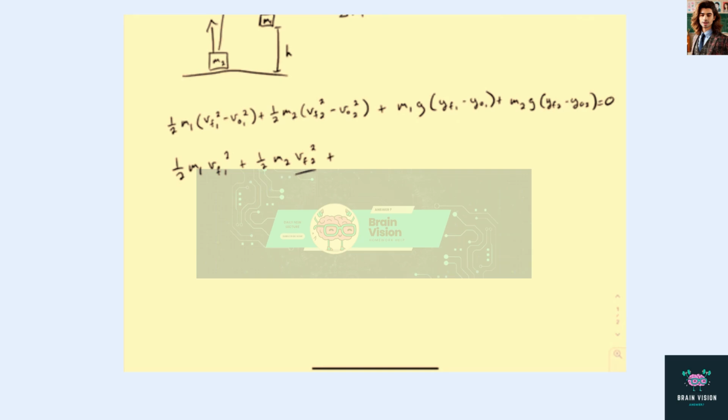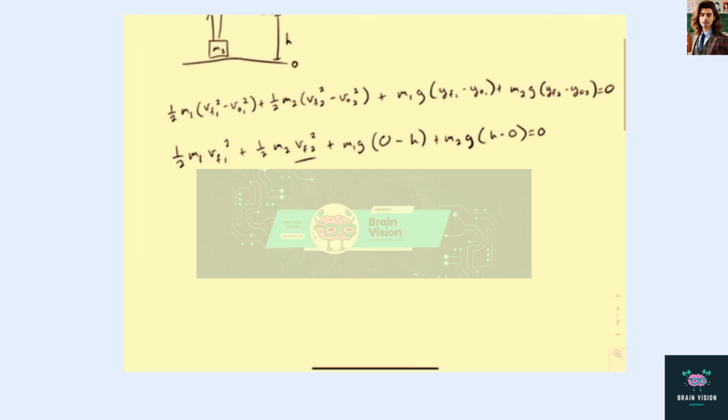And then we can add m1 times g times the final height of m1, which is 0. I'm calling this 0, right? And then its initial height is h. And then m2 times g times the final height of h and initial height of 0.